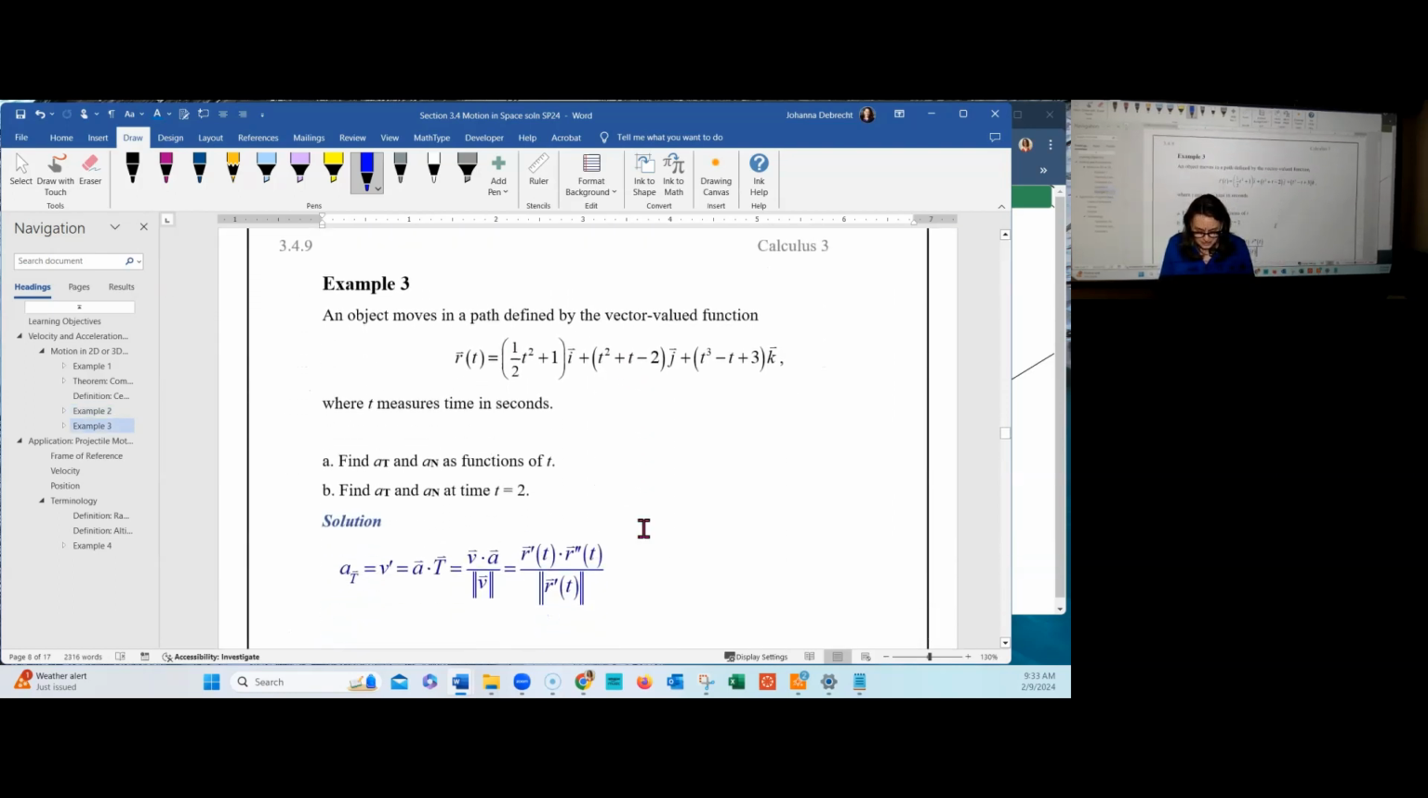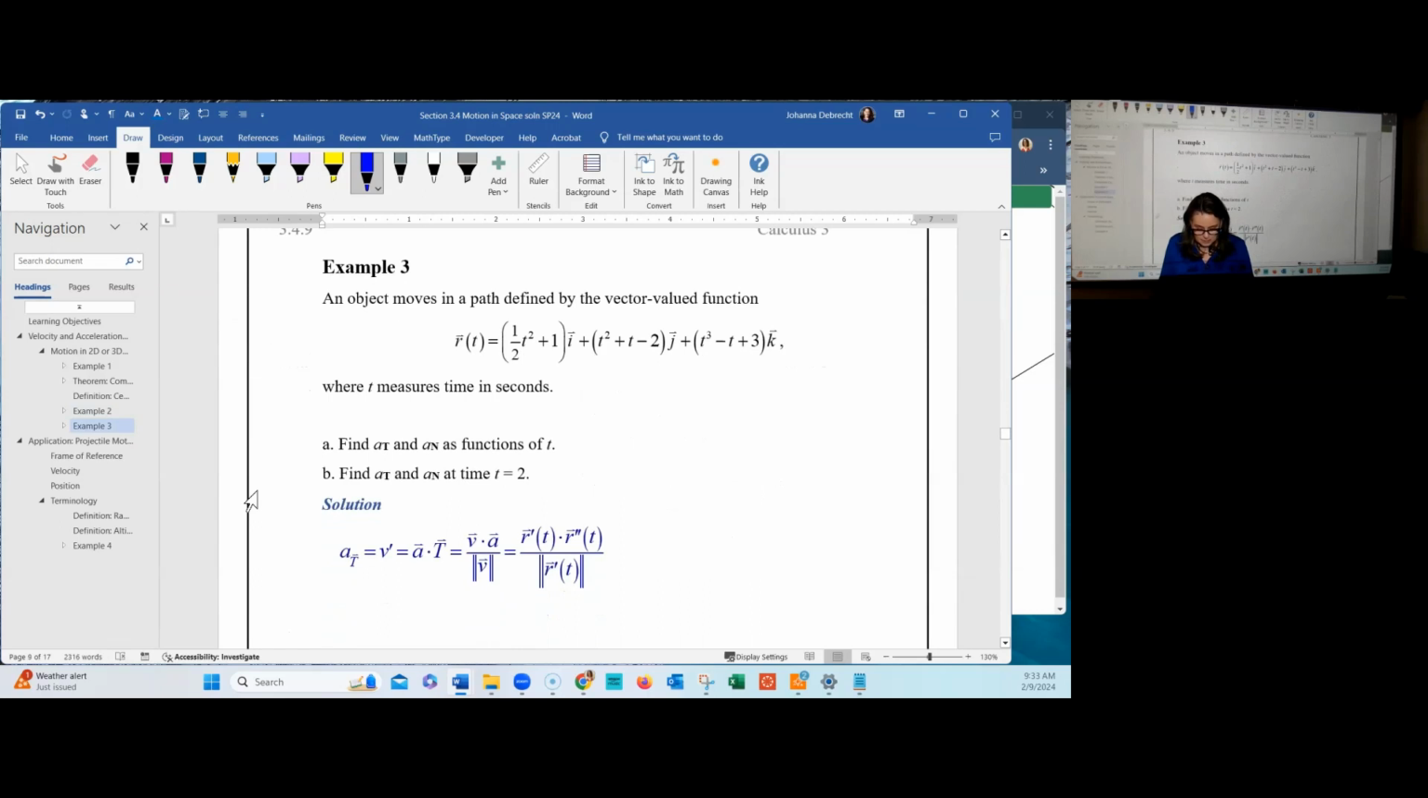That was a pretty long one, so let's go ahead and take a look at example 3. Example 3 again gives us the path followed by an object moving in three-dimensional space with the vector valued function r of t, where the lowercase t, the parameter, is time measured in seconds. And I guess we can assume in feet, it doesn't actually say. R of t is given by 1/2 t squared plus 1 in the i hat direction, t squared plus t minus 2 in the j hat direction, and t cubed minus t plus 3 in the k hat direction.